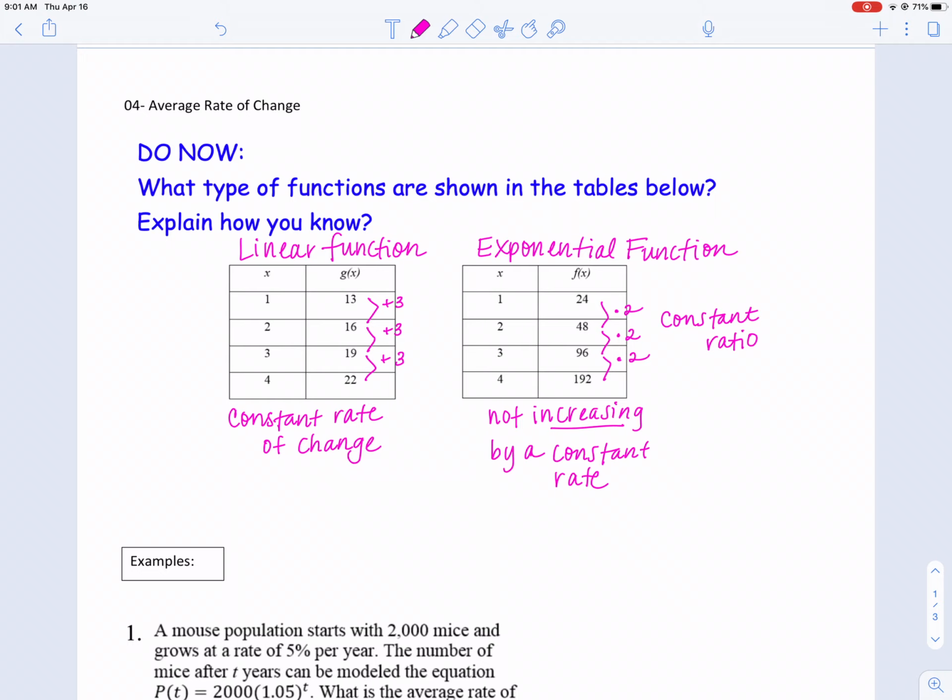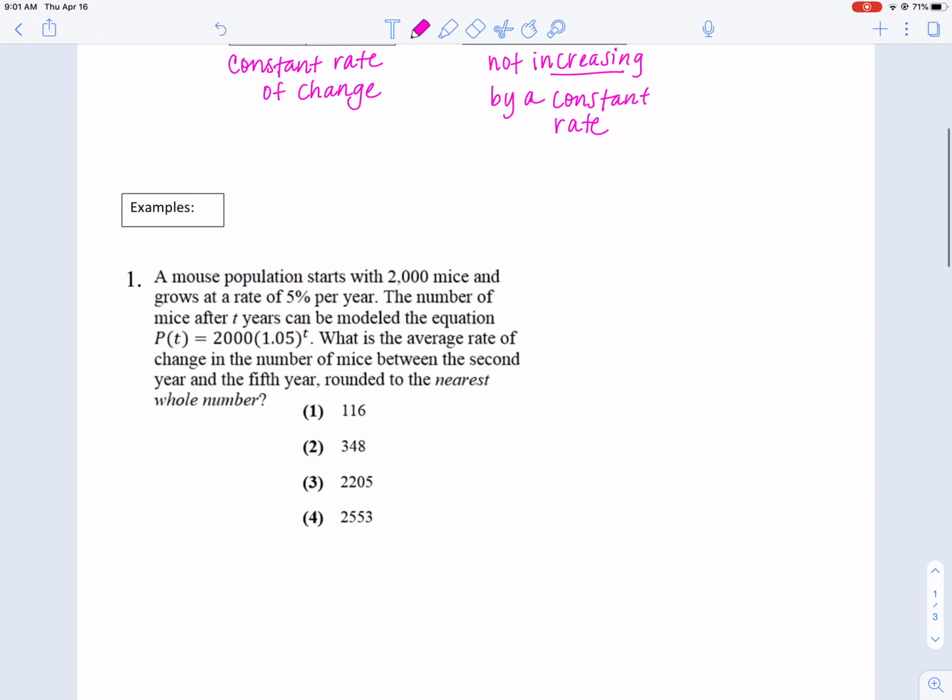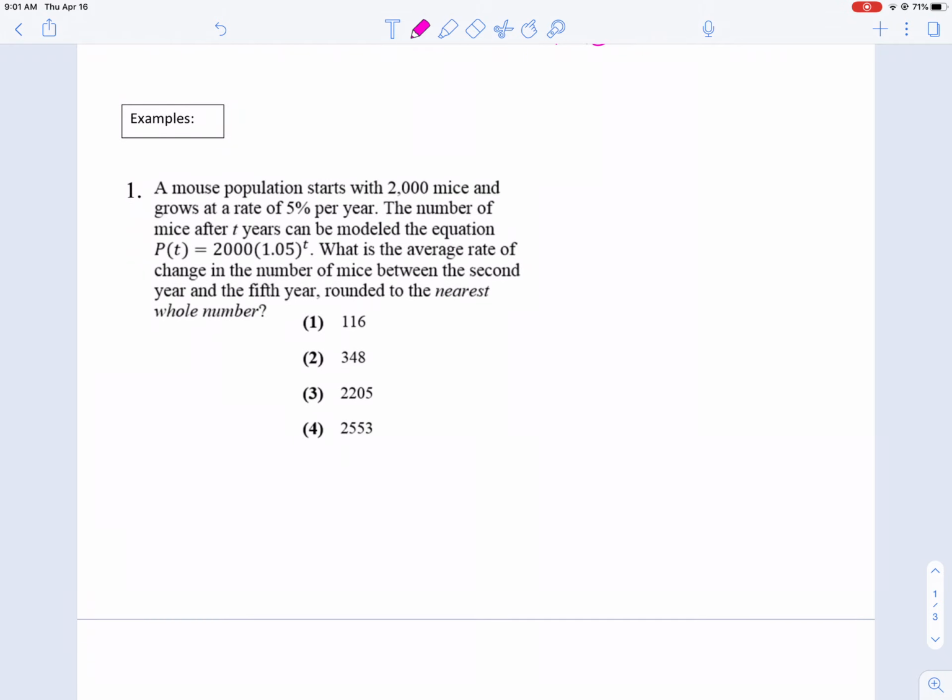So today we're going to be talking about average rate of change. So take a look at this first example. Okay, we're talking about a mouse population. And they're saying a mouse population starts with 2,000 mice. Okay, so really important information. Starting with 2,000 mice, and it's growing at a rate of 5% per year. So you could see that right in the equation that they give you.